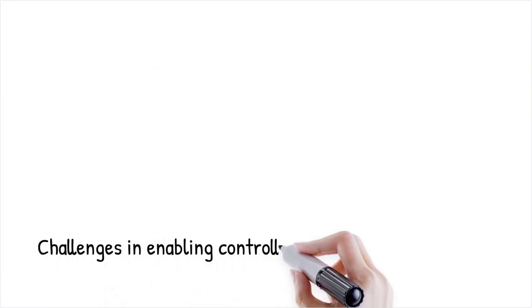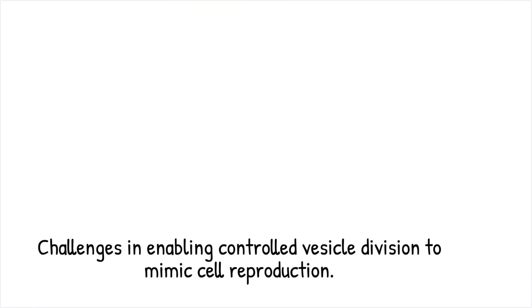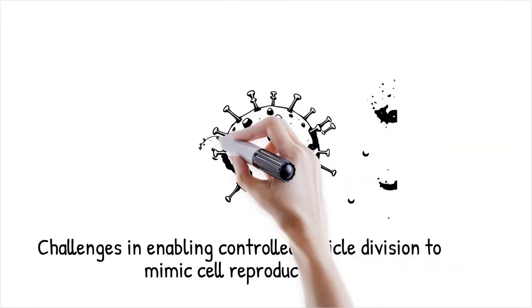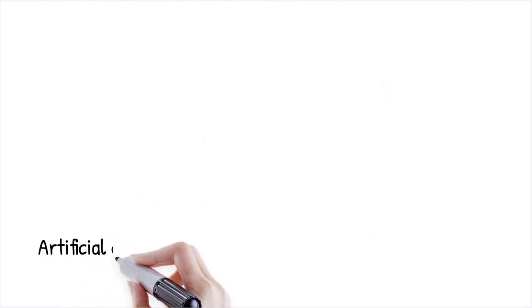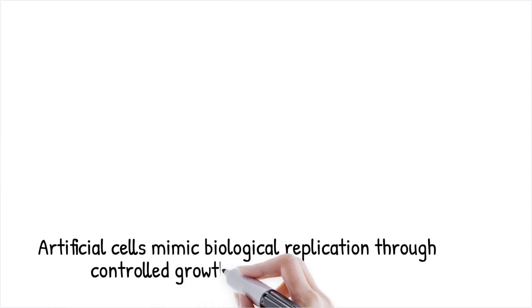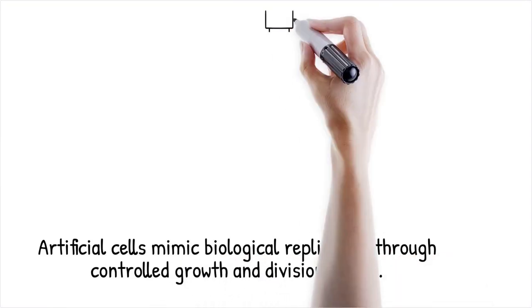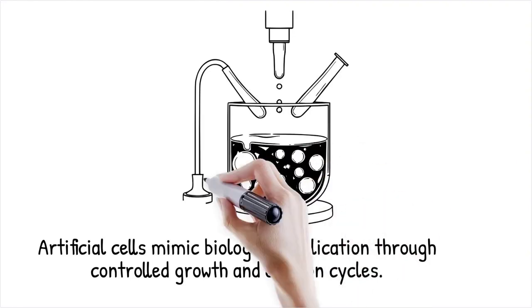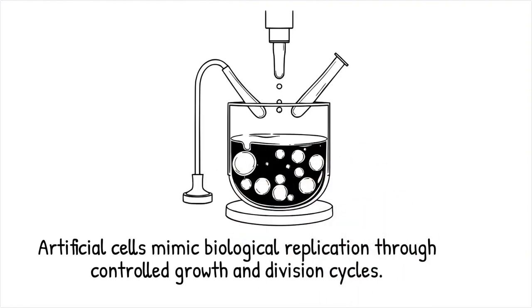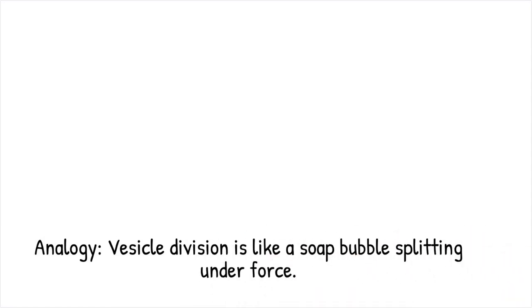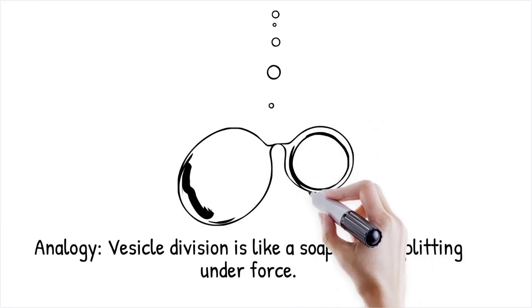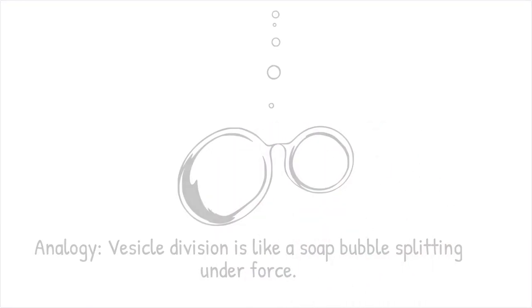One of the fundamental challenges in artificial cell engineering is enabling controlled vesicle division to mimic cellular reproduction. Researchers are exploring lipid dynamics, osmotic pressure, and self-assembling peptide networks to drive vesicle splitting. Achieving repeatable growth and division cycles brings artificial cells closer to mimicking biological replication. Experiments have shown that lipid vesicles can be induced to divide by controlling osmotic swelling and membrane tension, simulating primitive cell division mechanisms. This is like blowing a soap bubble that naturally splits into two when external forces reach a critical threshold.